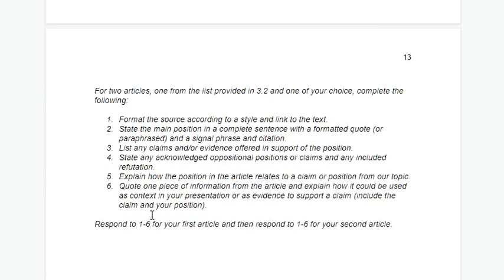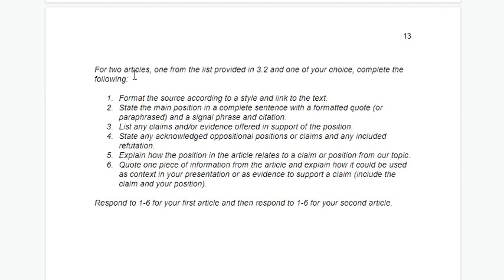Assignment 3.2. For 2 articles, one from the list provided in 3.2 and one of your choice, complete the following. Number 1, format the source according to a style and link to the text. Number 2, state the main position in a complete sentence with a formatted quote or paraphrase and a signal phrase and citation. Number 3, list any claims and/or evidence offered in support of the position. Number 4, state any acknowledged oppositional positions or claims and any included refutation. Number 5, explain how the position in the article relates to a claim or position from our topic.